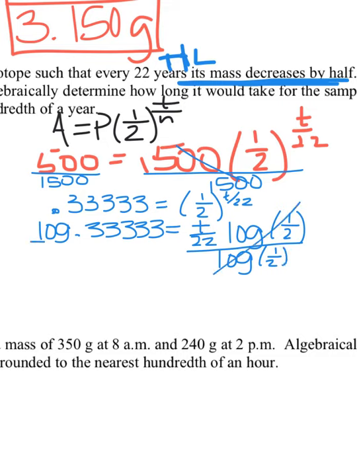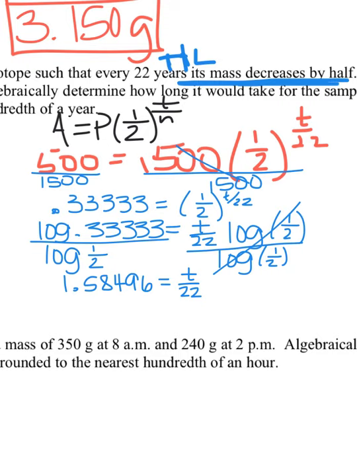This will cancel. So you're going to do the log of all of those decimals divided by the log of 1/2. In the calculator, that should give you 1.58496 equals t divided by 22.